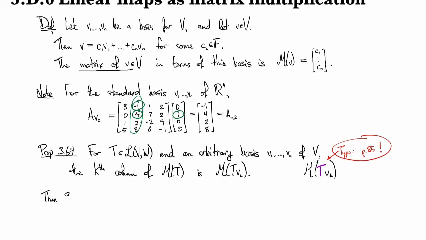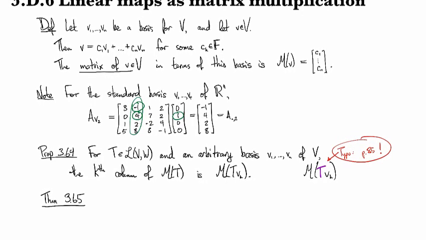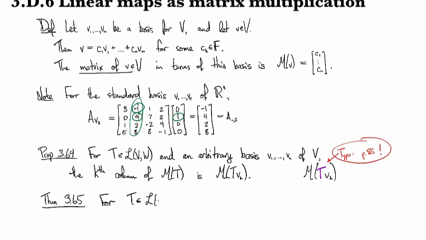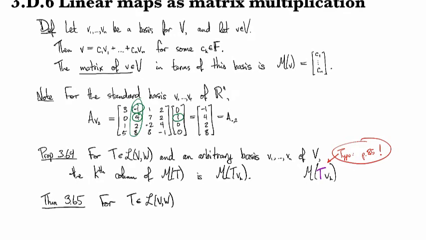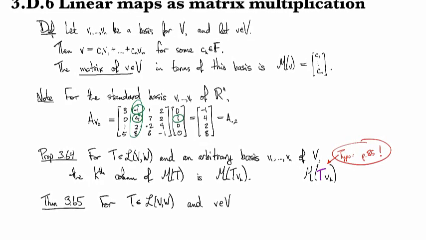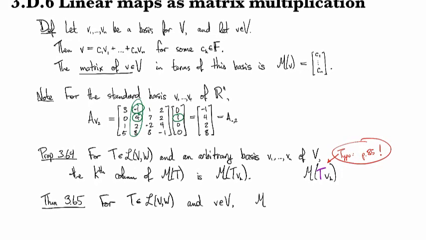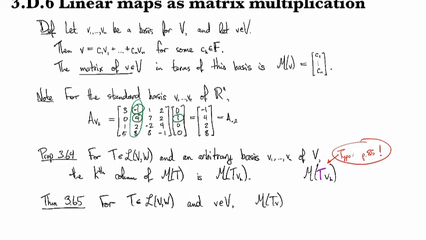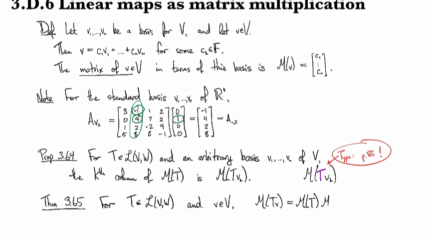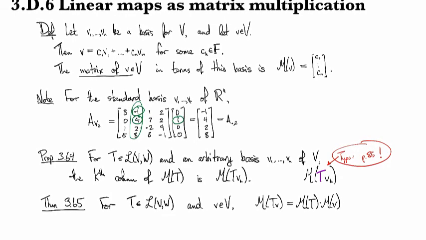So let's see. We will use that idea to show that for a linear map T from V to W and an element v of the domain, if we look at M applied to Tv, this is actually the same thing as the matrix of T times the matrix of v. So that's matrix multiplication.